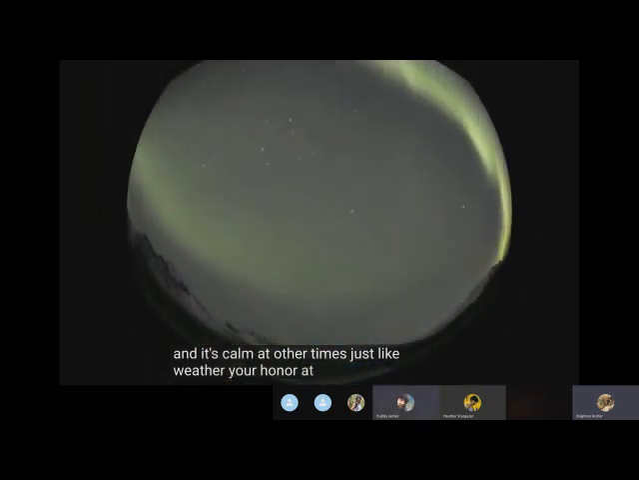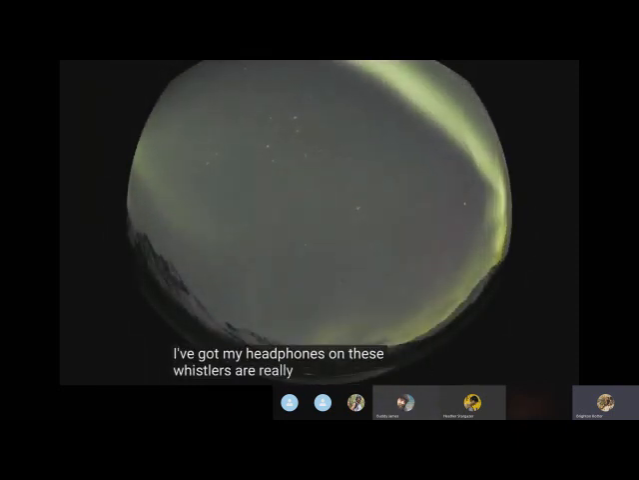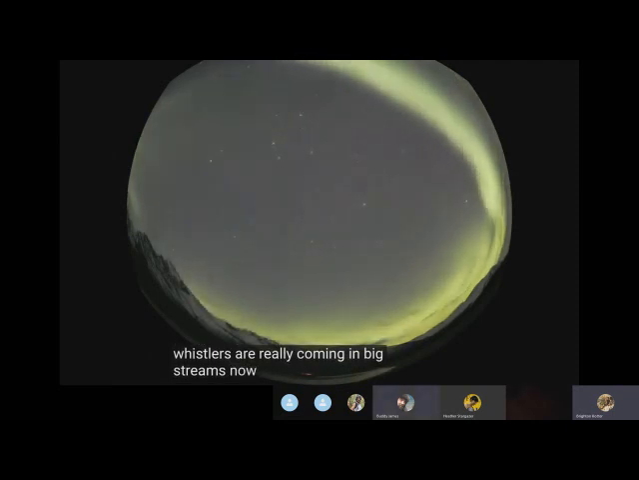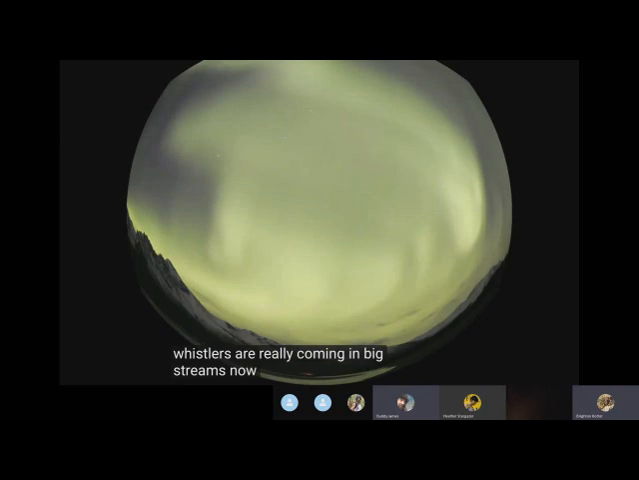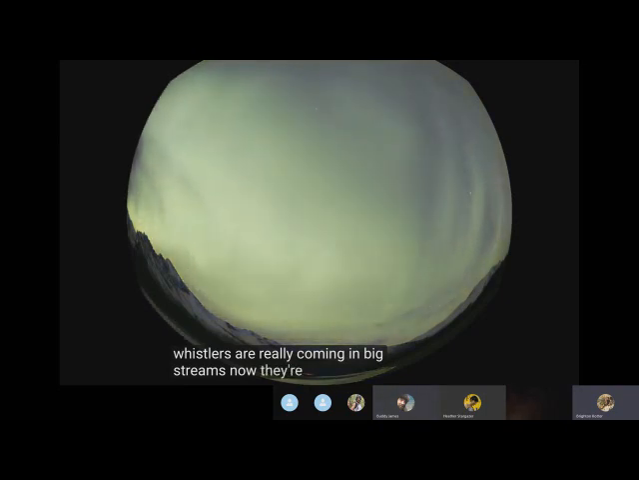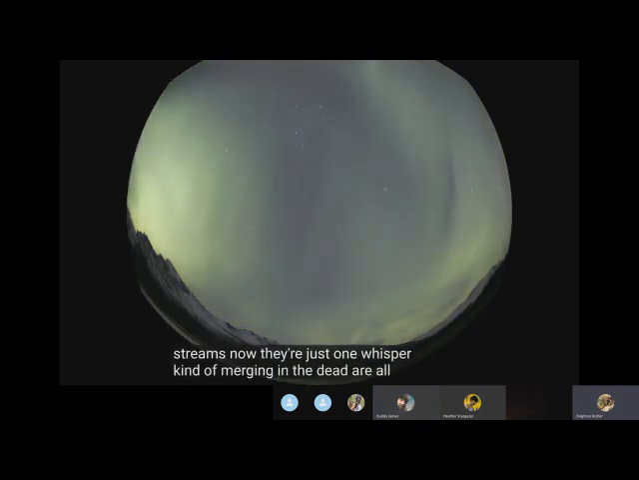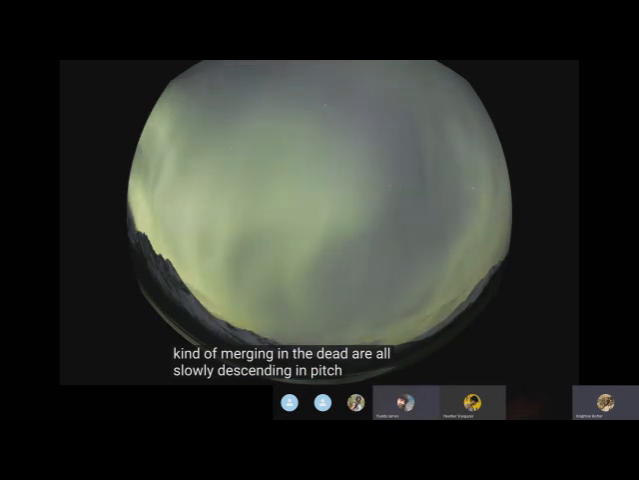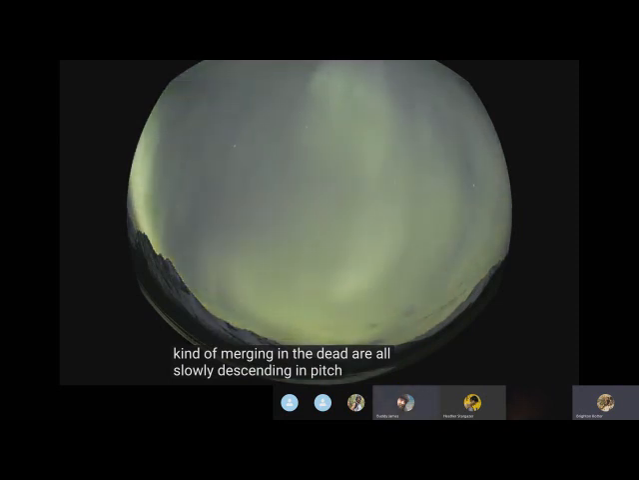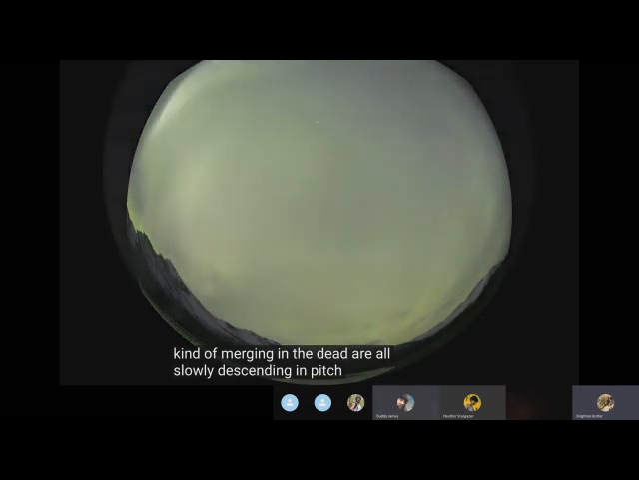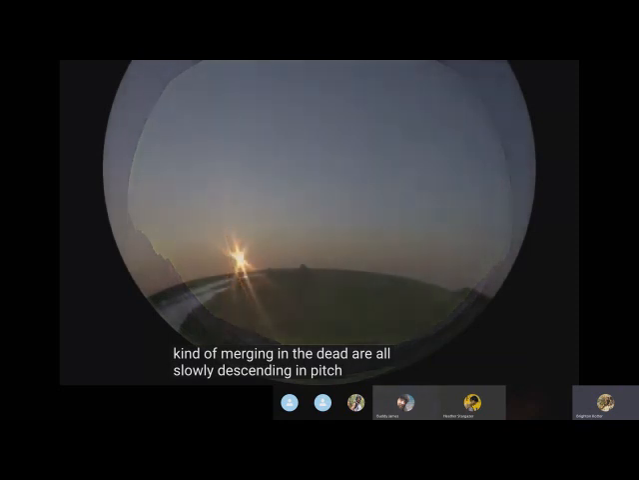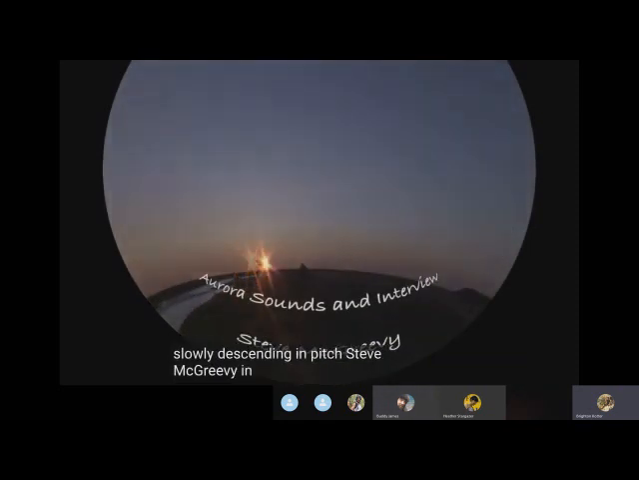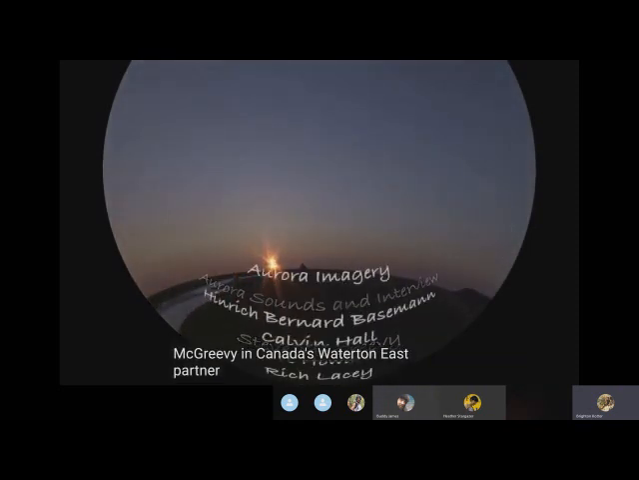Steve McCreary. Well, at this very moment, I've got my headphones on. These whistlers are really coming in big streams now. There's just one whistler kind of merging into the other, all slowly descending in pitch. These are so great. Wow. Steve McGreevy in Canada's Waterton Peace Park.